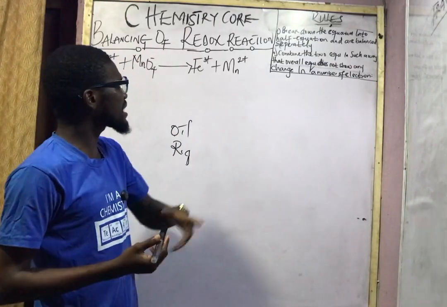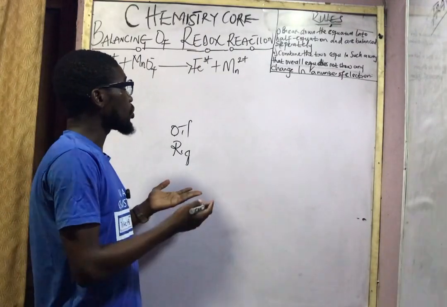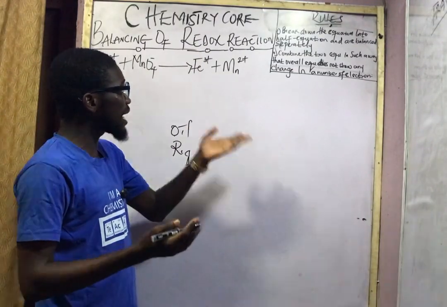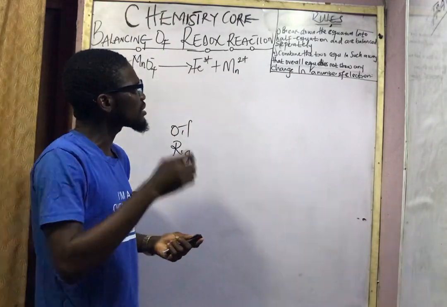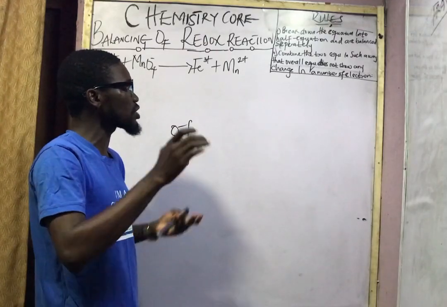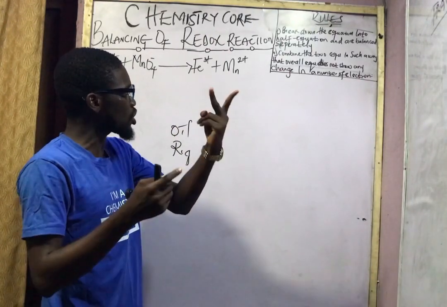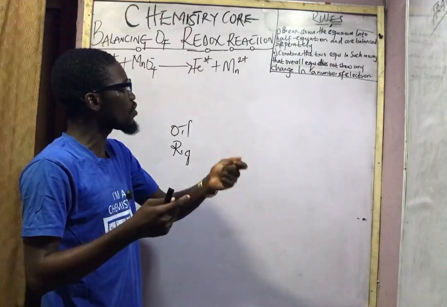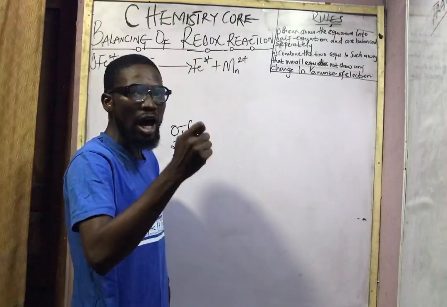So guys, let's take a look at the rules of balancing of redox equations or reactions. Break down the equation into half equations and balance them separately. I'm going to show you how we are going to have our half equations. And the last one is to combine the two equations in such a way that the overall equation does not show any change in the number of electrons.